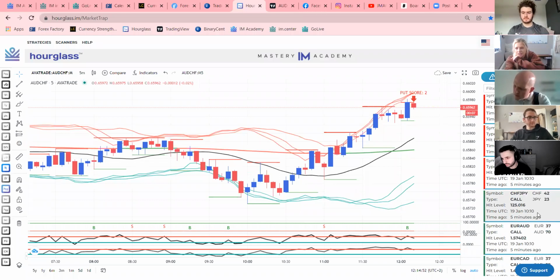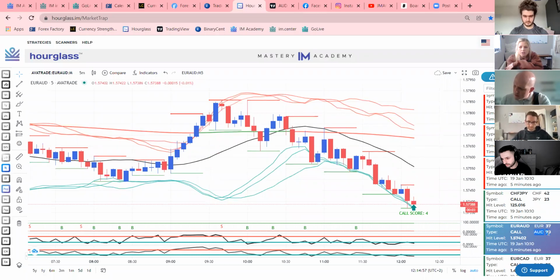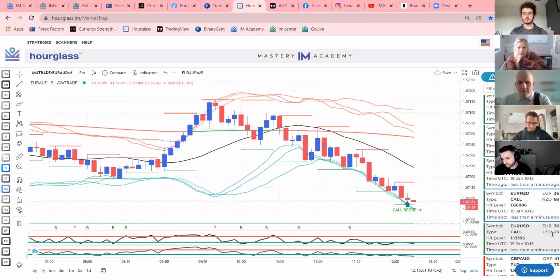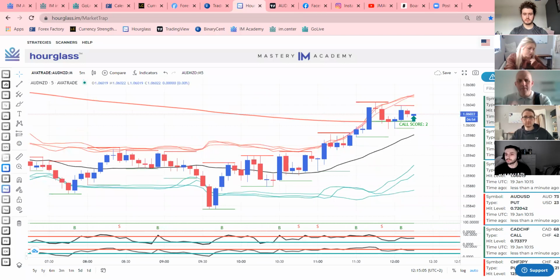Let's see if we can find a different example. So Euro AUD: the AUD is stronger than the Euro, so you'd be going in for a sell. You'd be looking for sell opportunities rather than buy opportunities. All right, so we'll just go by this one at the top here.